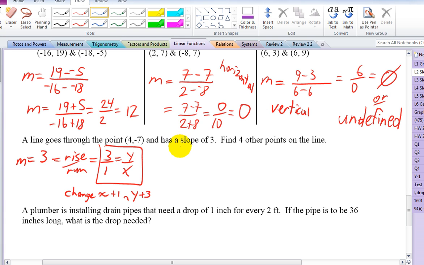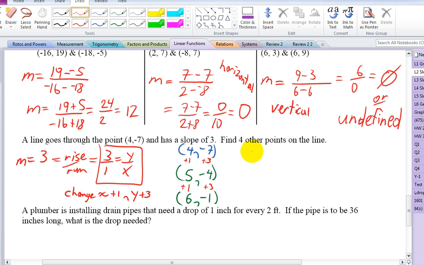Okay. So if we start with 4 and -7, to find another point, we just have to go +1, +3. What's the next point? 4 plus 1 is? -7 plus 3? -4. So then we can do the same change to this point. It's just like we're counting. What's the next point? 6, -1.